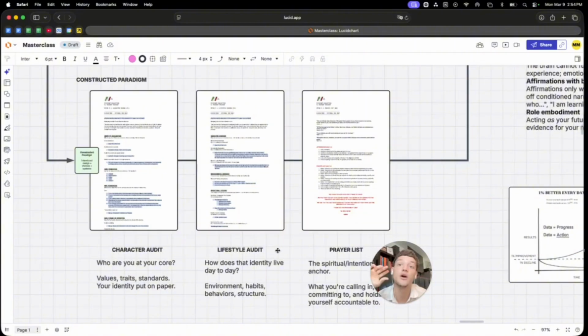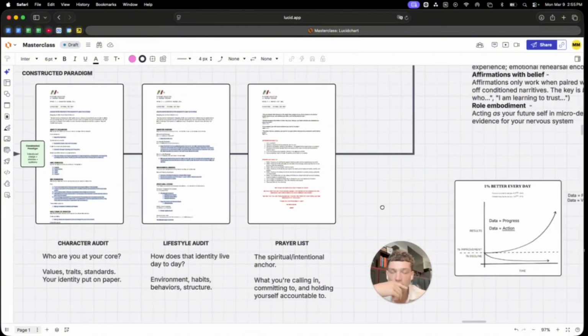Next, we have the lifestyle audit. This is who your identity lives as on a day-to-day basis: environments, habits, behaviors, and structure. I need you to understand that this is more of a perspective thing and an emotional recalibration thing than it is a material thing. Because if you still think about this from a material lens, then you're not operating in the proper synergy because you're missing the point, right?